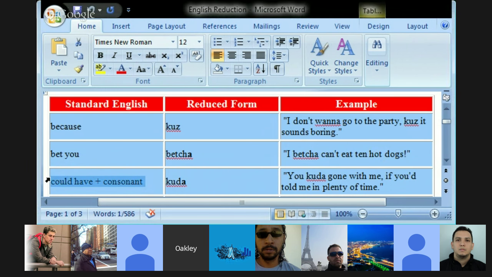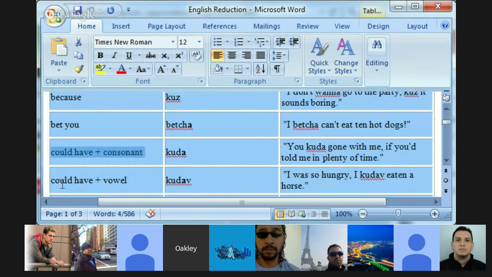Okay. Moving on. Oscar? Actually, I'm going to have you do 2 at once: could have followed by a consonant and could have followed by a vowel. This construction, a modal (could, would, should, might, may, can) followed by have, and then another verb, is called a modal perfect. Okay, modal perfects.